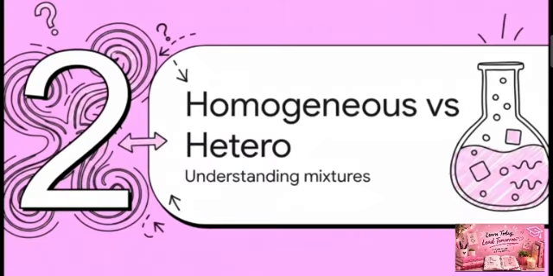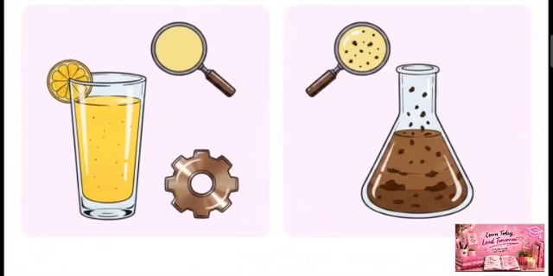Moving right along to Section 2, homogeneous versus heterogeneous mixtures, understanding mixtures. So when substances combine, they generally fall into one of 2 buckets. On one side, we have homogeneous mixtures. These are completely uniform. Think of a perfectly stirred glass of lemonade, or alloys like bronze and steel. Every single drop, every single slice is exactly the same throughout. Then on the other side, we have heterogeneous mixtures. These are non-uniform. If you scoop up a glass of muddy water, you can actually see the dirt floating around in there. It's definitely not perfectly blended.